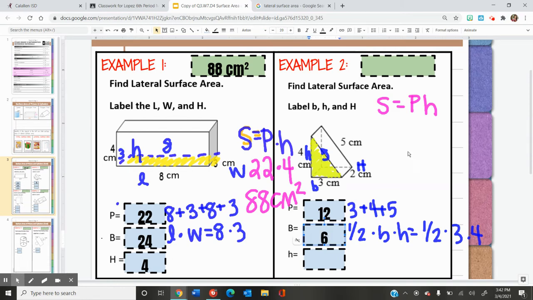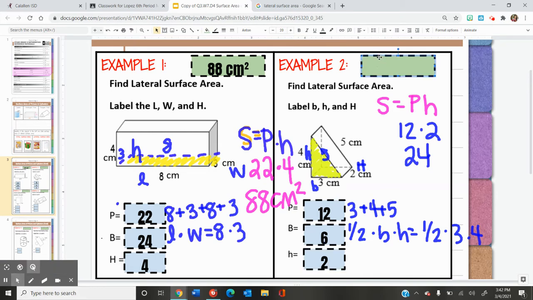Then we just have the height of my prism, which is the distance between my base shapes, which means the height is going to be 2. Next, I'm just going to plug these answers into my formula. Since I'm finding the lateral surface area, this is just surface area equals perimeter times height. So my perimeter was 12 times the height of my prism, which was 2. 12 times 2 equals 24. So the lateral surface area of this triangular prism is 24 centimeters squared. And again, finding the lateral surface area is only finding the sides, and it excludes your bases.